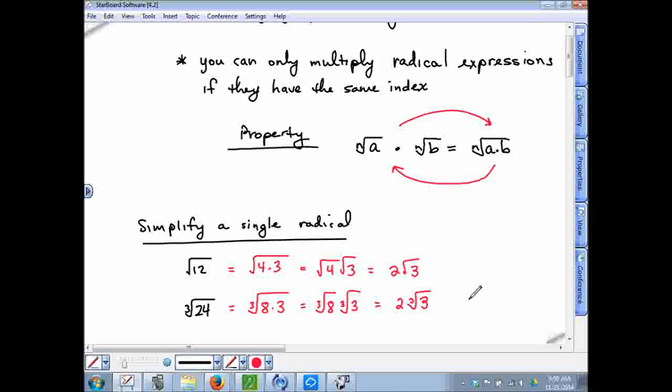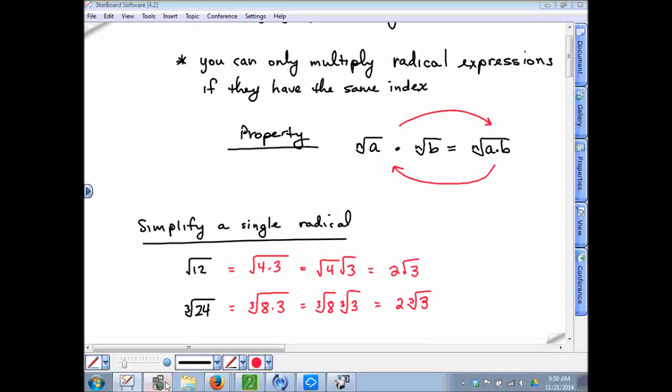Now, just so we can get rid of all the misconceptions that I've seen over the years, a lot of students will see a 3 here and then see a 3 here and say, hey, something's got to simplify there. 3 and a 3. They match! Can you take a cube root of 3? No. Just like you can't take a square root of 3.